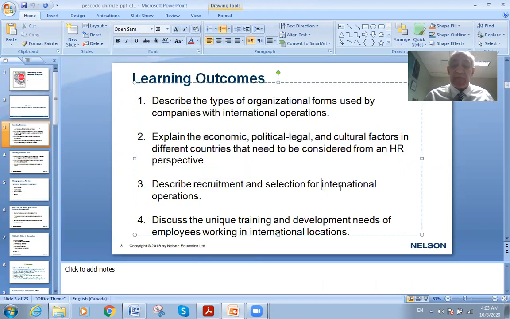Describe recruitment and selection for international operations. Do you have the same process when you recruit a local employee or worker, and the same standards when you recruit someone who will come to work for you from another country, or are they different? Discuss the unique training and development needs for employees working in international locations. Those who work in international locations will need more training for the environment around them. The skills change, the level of technology changes. It's not constant. It's not the same.